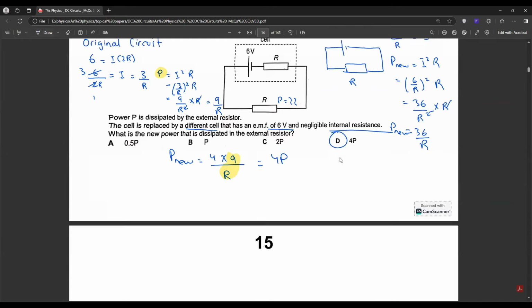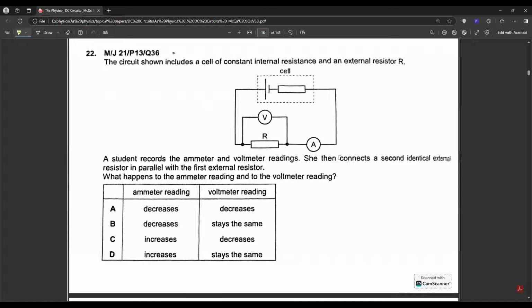Let's further move ahead. The circuit shown indicates a cell of constant internal resistance and an external resistor. A student records the ammeter and voltmeter readings. She then connects a second identical external resistor in parallel. So you are connecting a second identical resistor here. That is R. If you connect a resistor in parallel, what will happen?